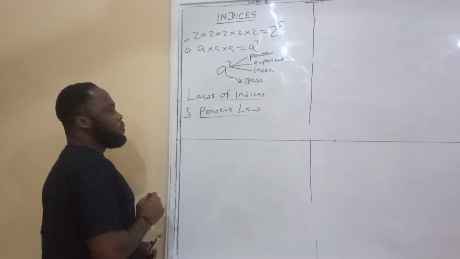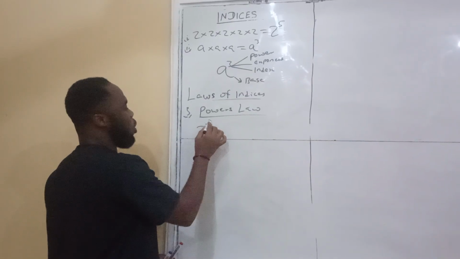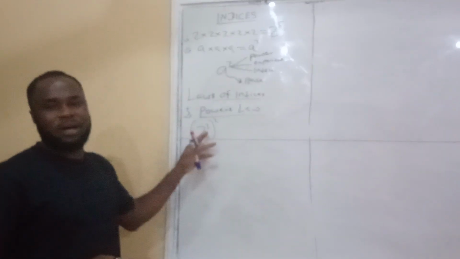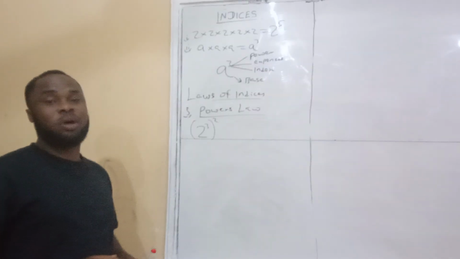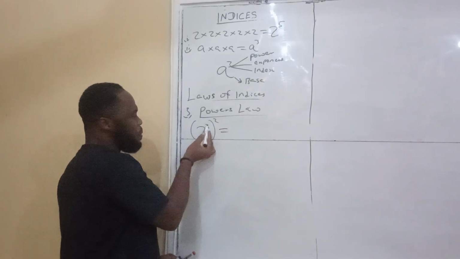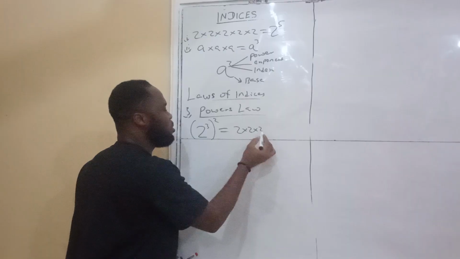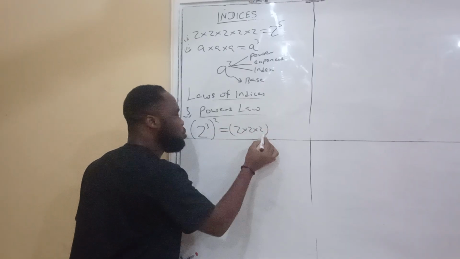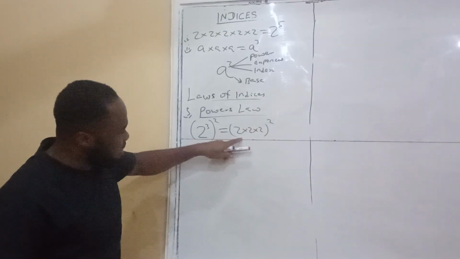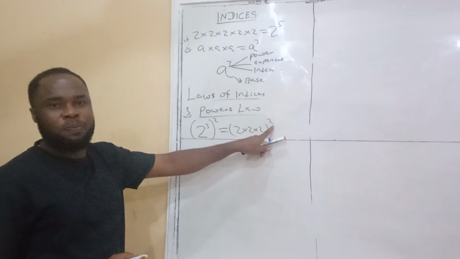Now, for example, if I have 2 raised to the power of 3, then all raised to the power of 2. You see, we have double powers here, right? That is why we call it powers law. Now, in simplification, 2 raised to the power of 3 simply means 2 times 2 times 2, then raised to the power of 2 again. Now, this power of 2 means that this multiplies itself 2 times, right?